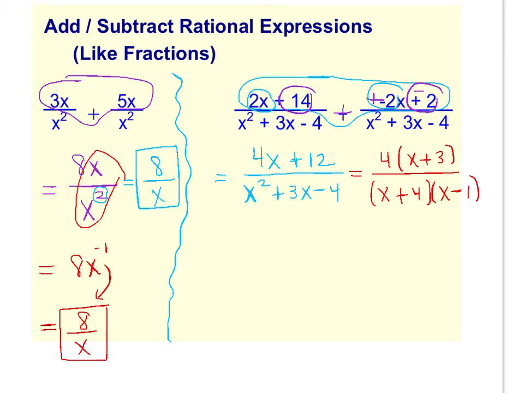Alright, so once you have it factored, you want to look to see if you do have anything that might cancel. In the numerator, you have a 4. We don't have a 4 that's not attached to something else down here. You have an x plus 3, and you don't have any x plus 3's down here. So actually, there is no reducing that we can do in this example. So this 4x plus 12 over the x squared plus 3x minus 4, that will be our final answer.